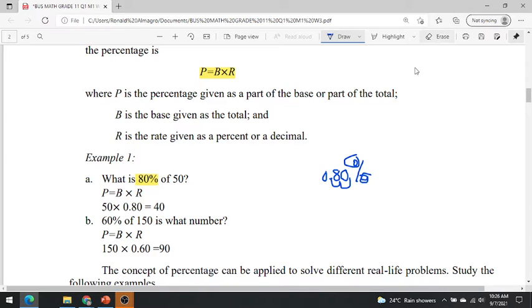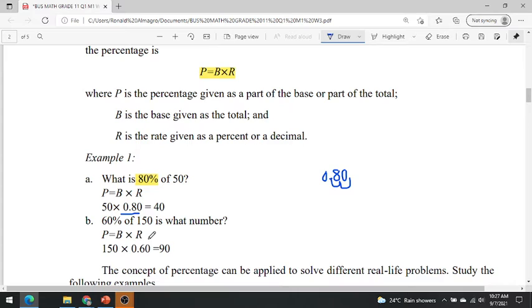0.80. Okay? So ganyan lang ha. Only two places ang ato ang pag-move, left to right. Okay, na-gets ninyo? So we have 0.80. Okay, copy?